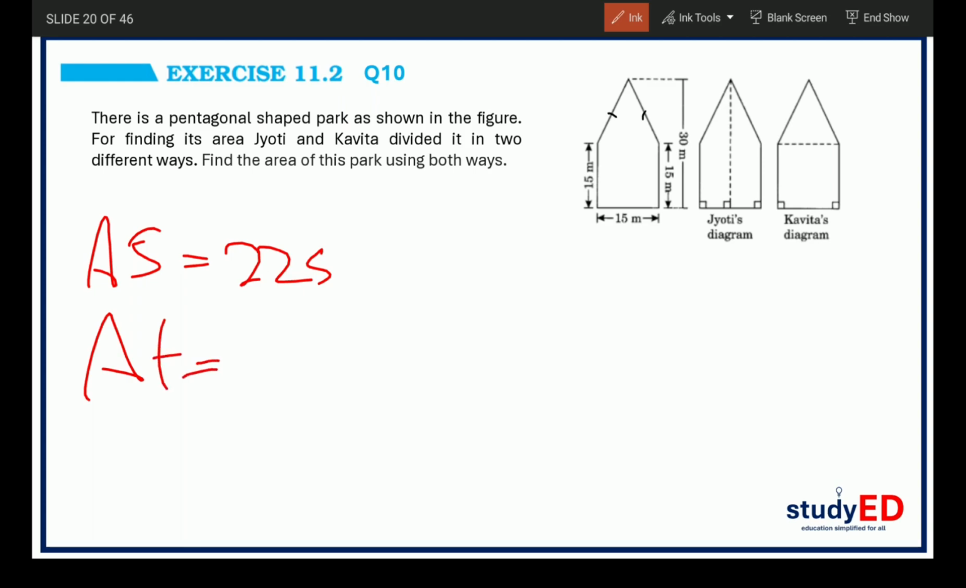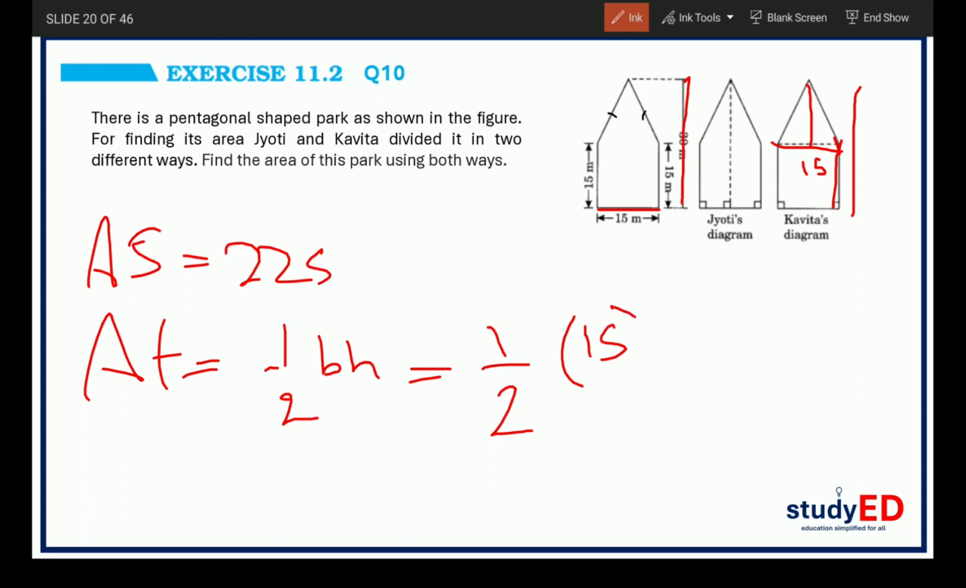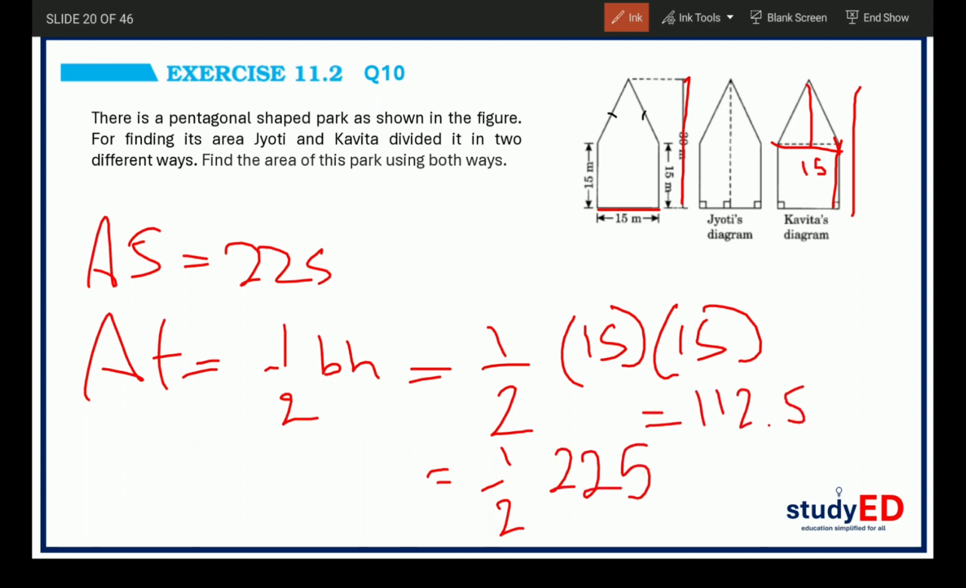And now the area of the triangle. As you can see, we have the base. Now it's 1 by 2 times base times height, right? The base over here is given just 15. However, we do not have the height. But something that we can see is the total height of this is 30. And if we subtract the 15 here, the remaining height is 30 minus 15, which is equal to 15. So the base over here is 15, and the height is 30 minus 15, aka 15. So that's 1 by 2 times 225. And that gives us 112.5 as our final answer.